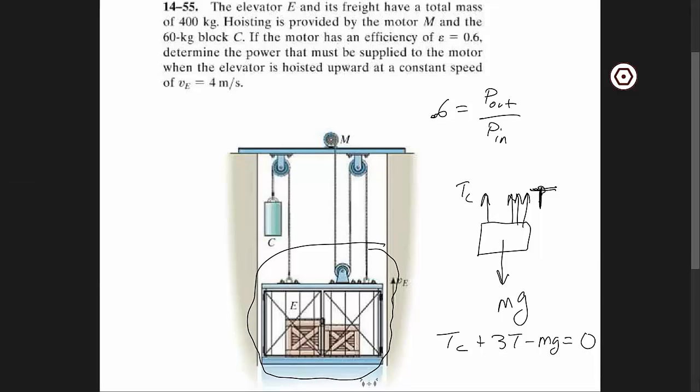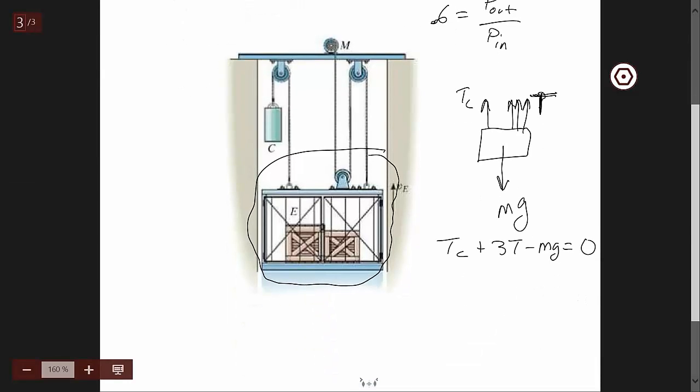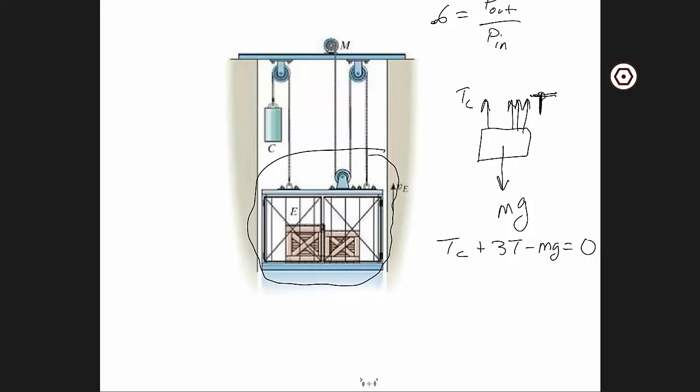How many unknowns? 2. How many equations? Okay, so something must be 0. Is it TC that's 0 or is it T that's 0? Okay, then what do we do? There's more than one mass, right? So don't be surprised if you're not done until you do a free body of both masses.